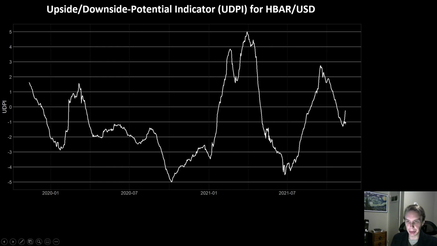But as HBAR has started to realize some of that upside potential now in the last couple of weeks, in the last week or so, you can see the UDPI is rising up. It's recognizing that HBAR is starting to realize some of the upside potential. So again, still below 0, still a favorable risk reward ratio, but not quite the same as it was before HBAR really started moving up in the recent past. So it'll be interesting to watch this and see what happens.